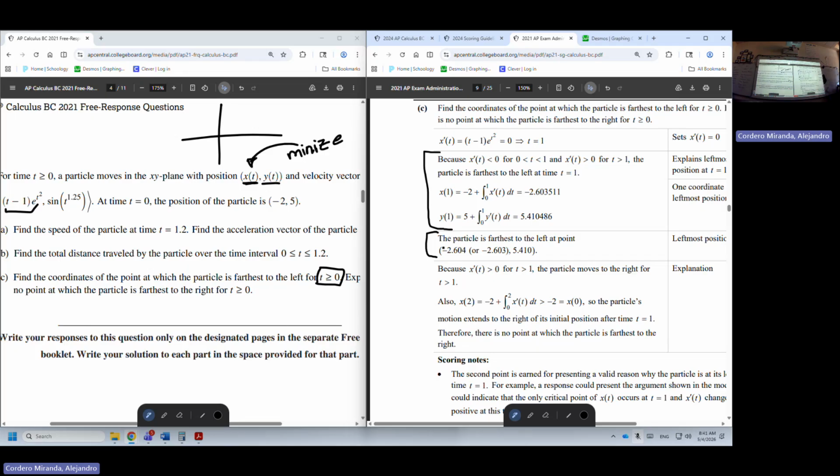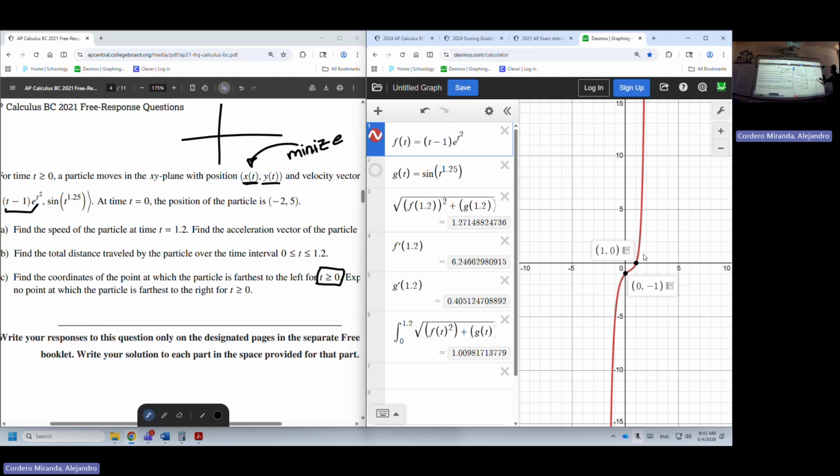Summary is find the minimum. The minimum happens at t equals 1, and then find the position at t equals 1, which is itself its own problem because you have to remember to do start plus accumulation. Okay. Anyway, you get this point. Then it also asks, why is there no point furthest to the right, for which the answer in your brain should just be because there's no maximum. Like the function, let me show you the graph. The function keeps increasing and increasing for all times after t is greater than 1.